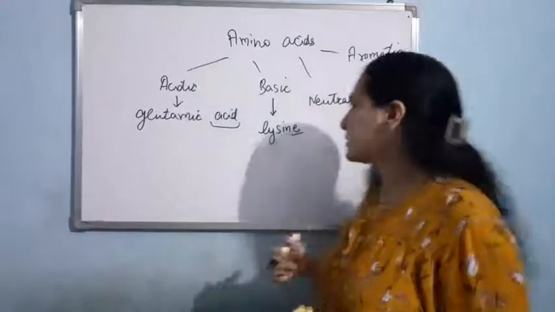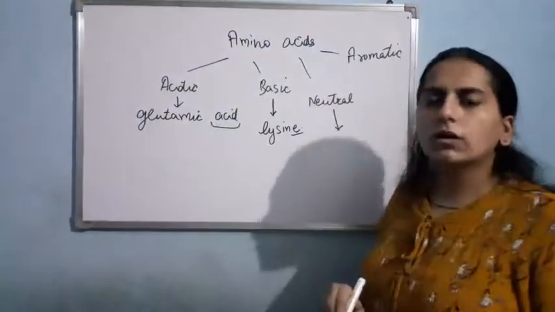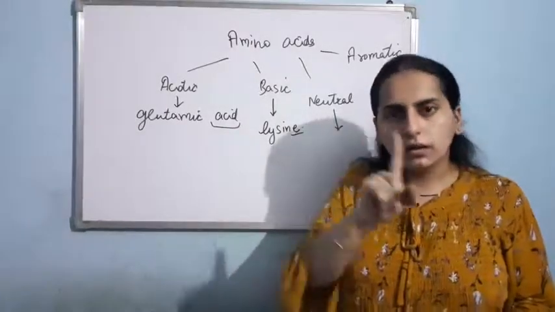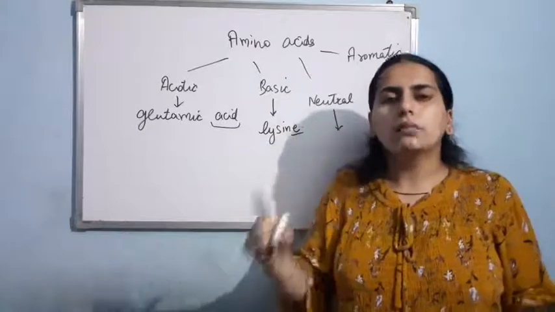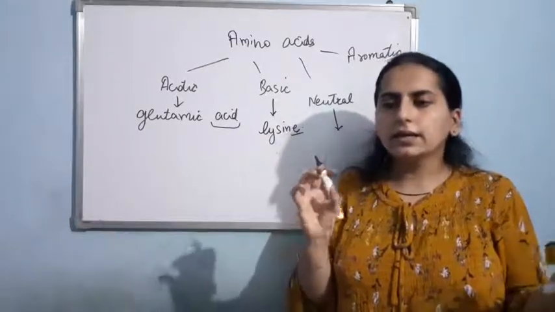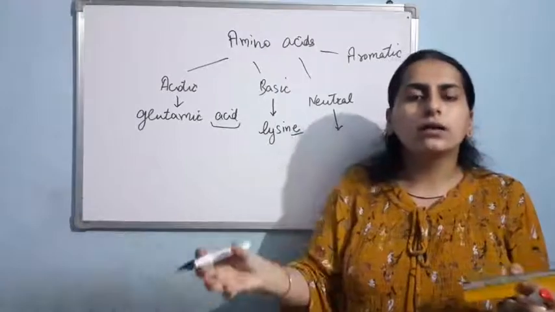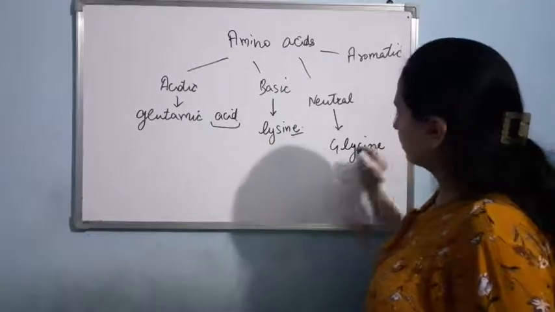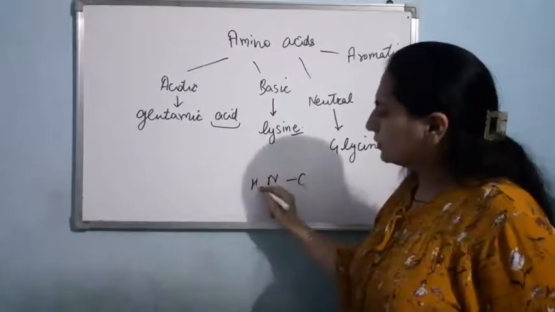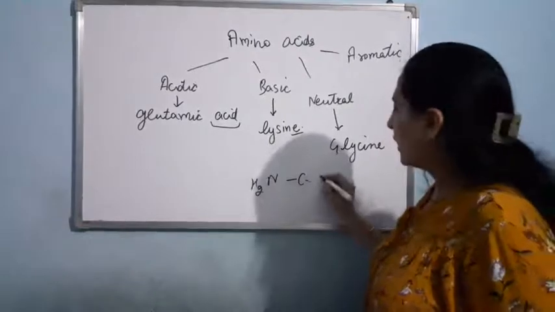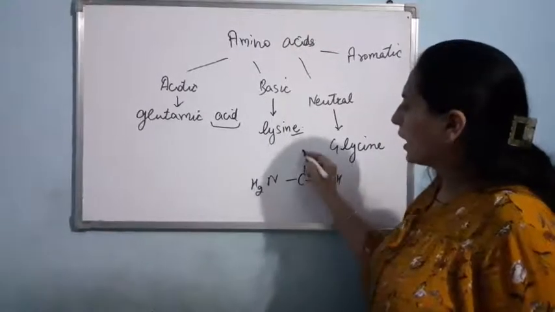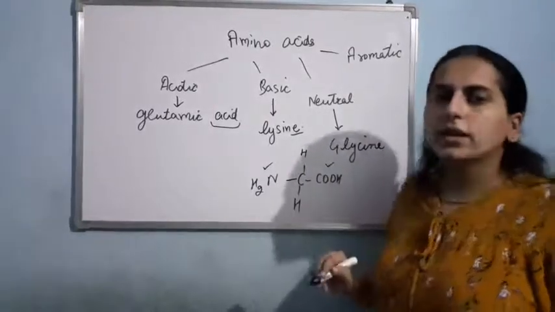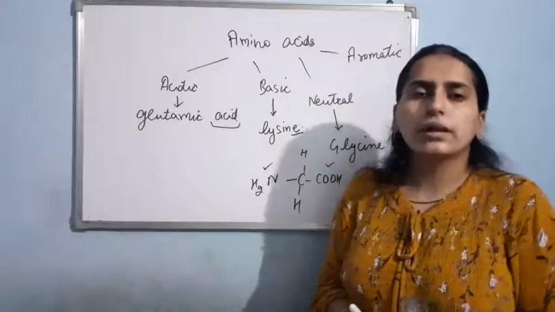Clear? Now next. If I talk about the neutral amino acid, as it is clear from the name, there will be only one amino group and one carboxylic group; in short, the amino group and carboxylic group will be equal in number. Its example I have given you is glycine. Again NH2 group is there. Here I am having COOH group. Here I am having H. In glycine H was there. If you count the number of amino and carboxylic groups, it is the same. So it is neutral in nature.